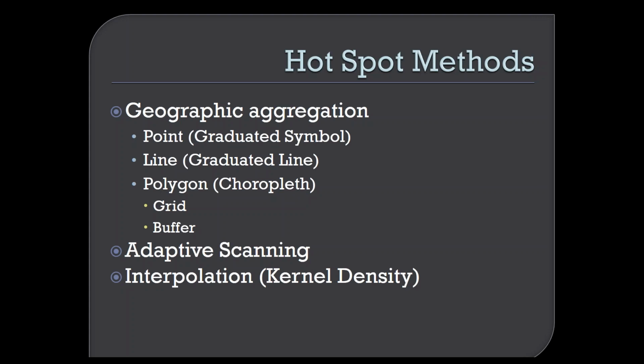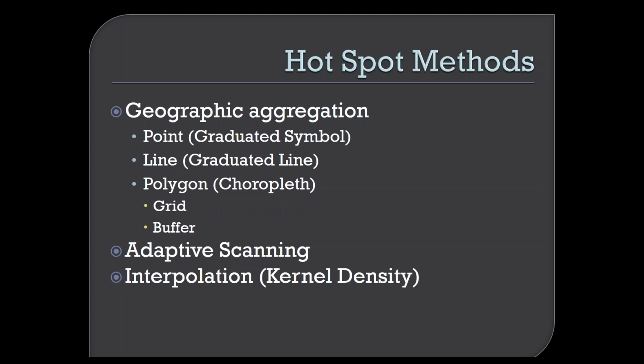The second is the adaptive scanning method, and it doesn't care about the underlying geography. It just looks for points that are close together. It looks for clusters. And there are a couple of ways we can do that. We can define it ourselves. We'll be able to say, identify any area that has at least 20 dots that is a quarter mile or smaller in radius.